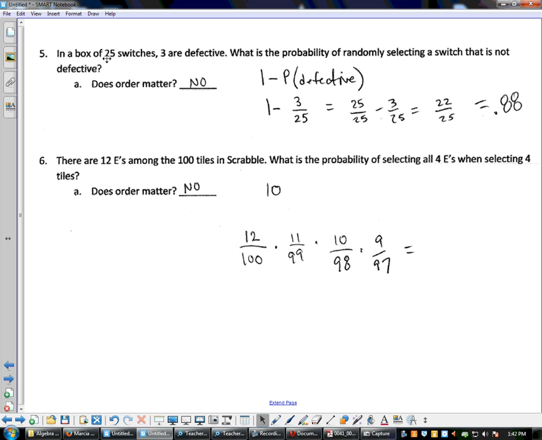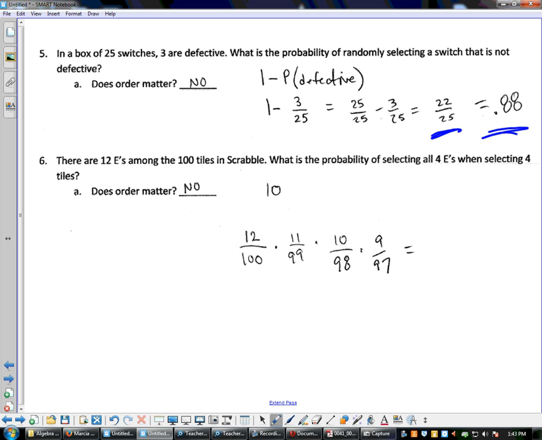Well, there's 3 out of 25 switches that are defective. So the probability of pulling a defective switch is 3 over 25. So the probability of not pulling a defective switch is going to be 1 minus 3 over 25. And that gets us to 22 over 25, which is 0.88.